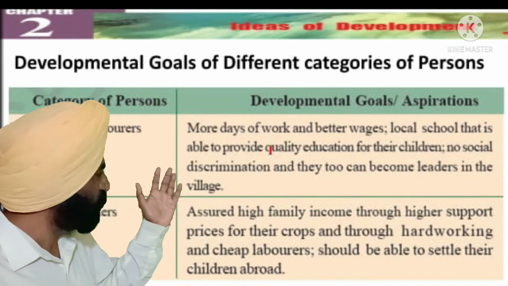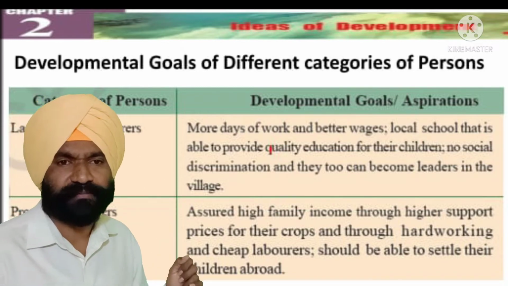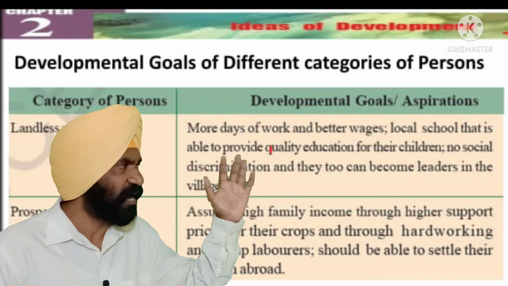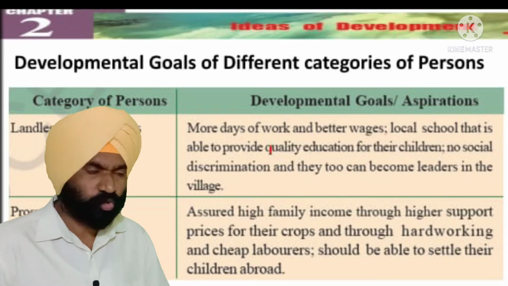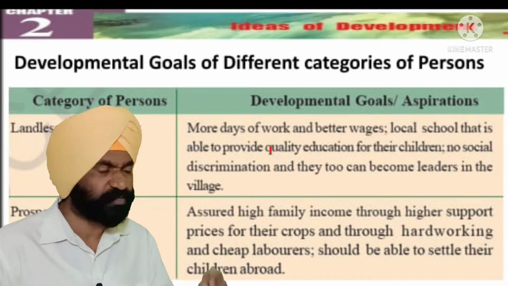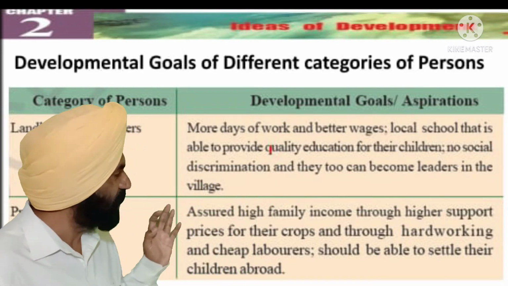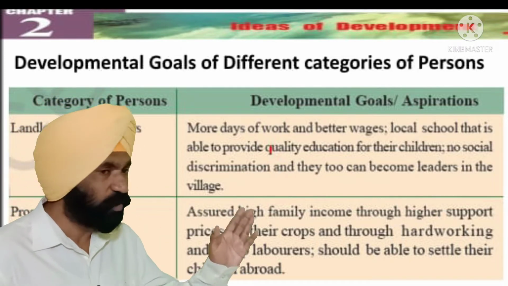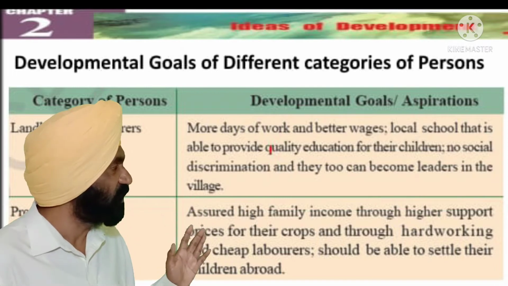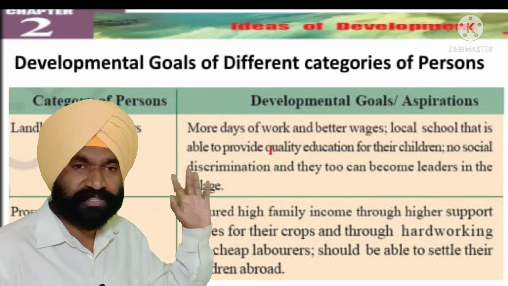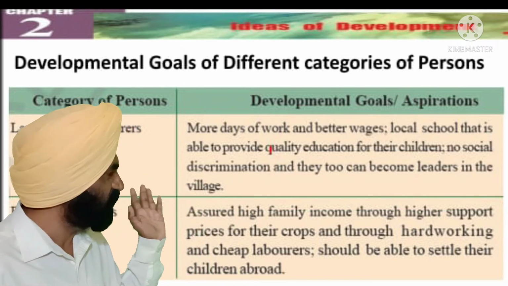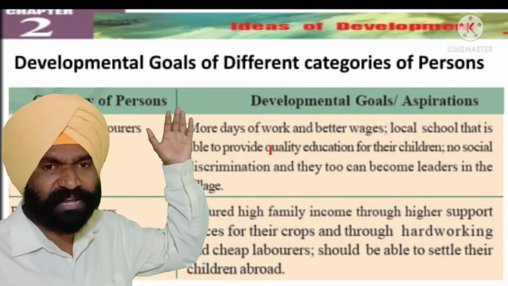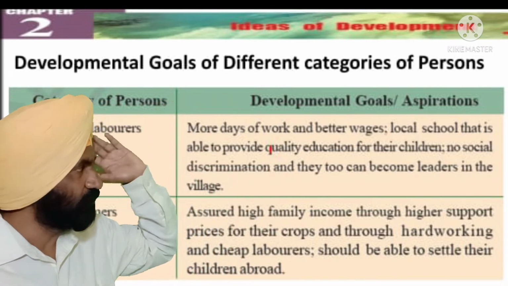A prosperous farmer's idea of development: he wants assured high family income through high support prices for his crops, hardworking and cheap labor to work in his fields, and to be able to settle his children abroad. So the idea of development for a prosperous farmer is different from that of a landless laborer in the rural area.